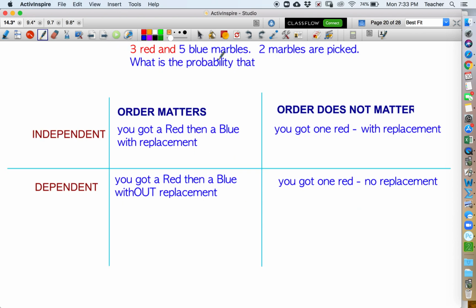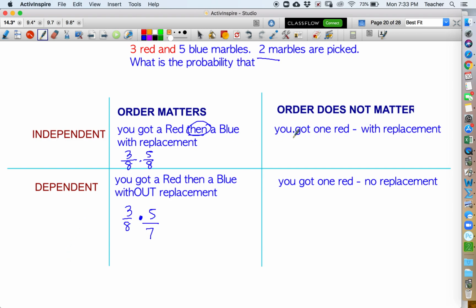3 red, 5 blue. This time you're picking 2 marbles. Red, then blue. Multiplication. Whenever it says then, that means you multiply because order matters. So red will be 3 red out of 8. Then blue, so 5 out of 8 because you replace it. Red, 3 out of 8. Then multiply. Blue, 5 blue out of 7 marbles total.